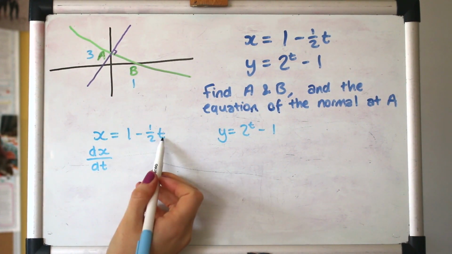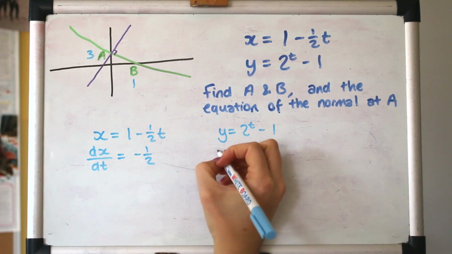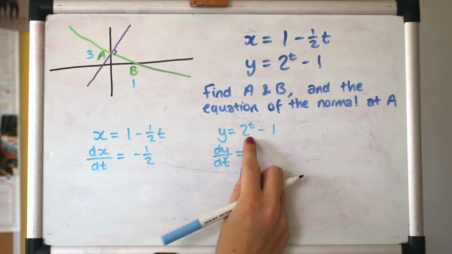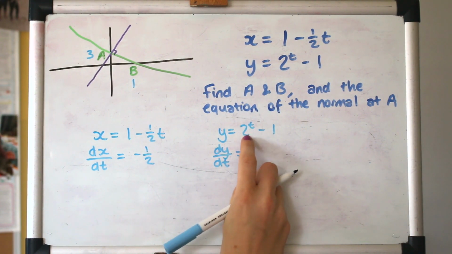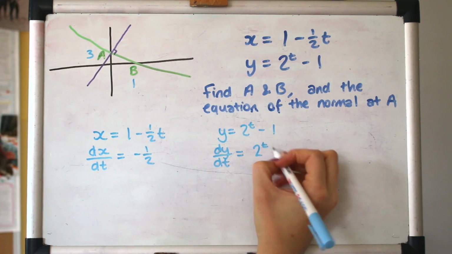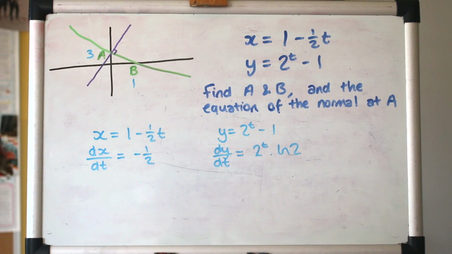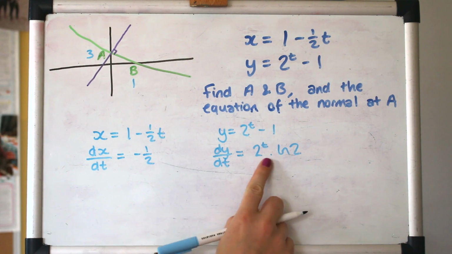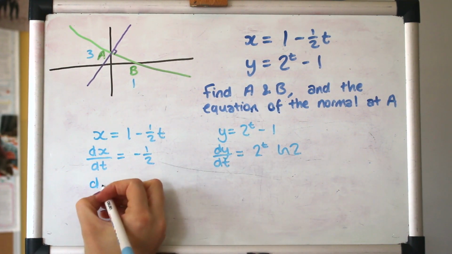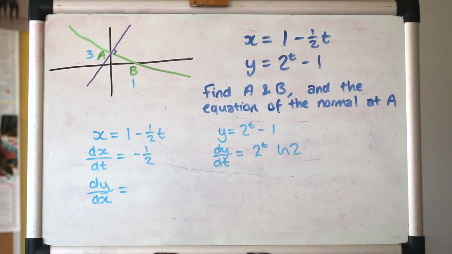So we've got dx by dt when we differentiate this one, we'll get a half there. And dy by dt, here you need to know how to differentiate exponentials. Anything to a power, when you differentiate that, you'll get the same again multiplied by log of that base number, so log of 2. So that's a little reminder if you'd forgotten how to do that, just remember. And now we want to get dy by dx to get the gradient. So remember your chain rule.